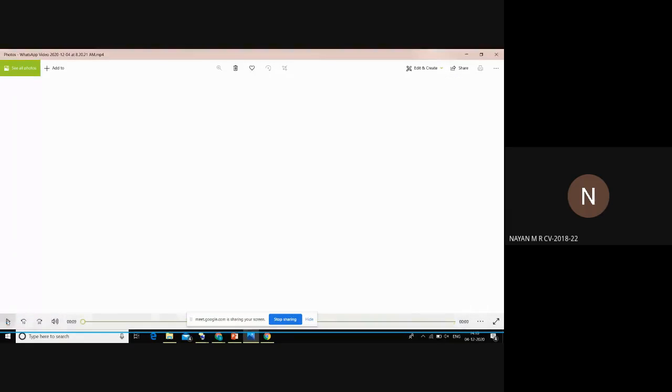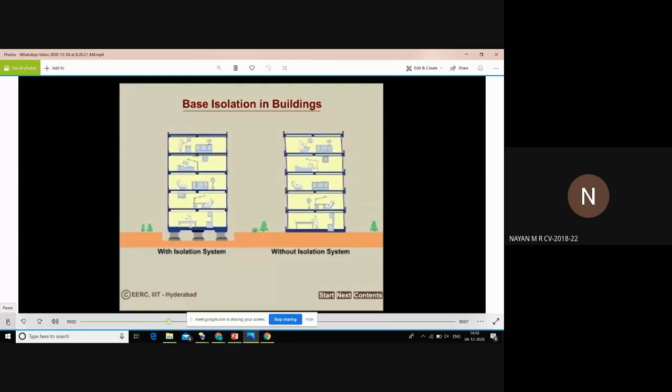In the first diagram, we have fixed the building. In the first diagram, we are fixed with the isolated bearing. In the second diagram, we are without isolated bearing. We can understand the difference.